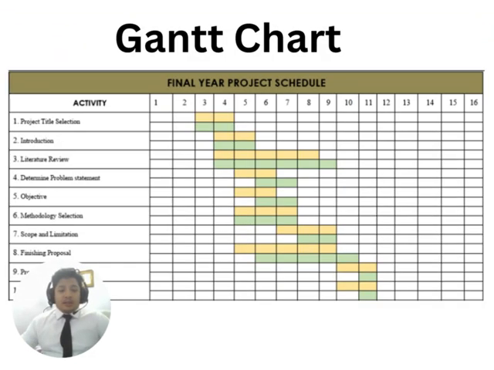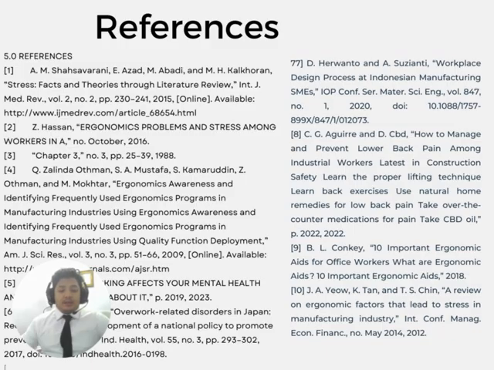Moving on is my Gantt chart. This is the Gantt chart for the final year project 1 schedule. This is the references.